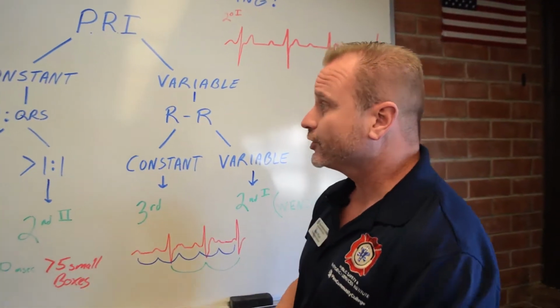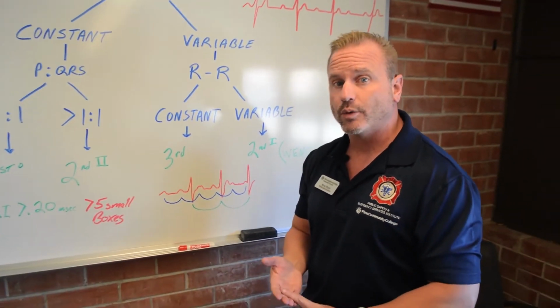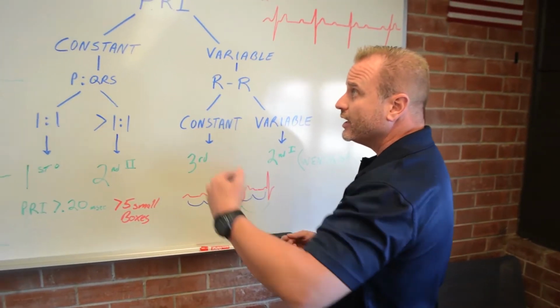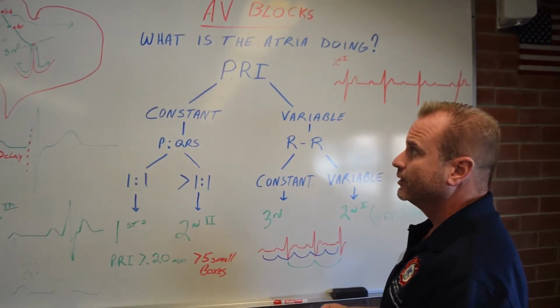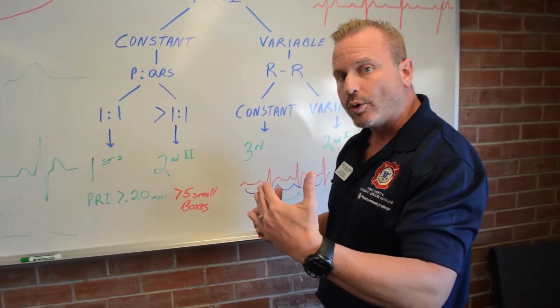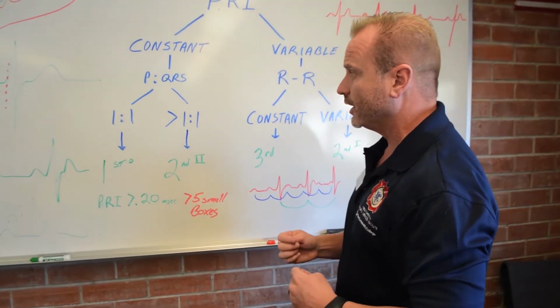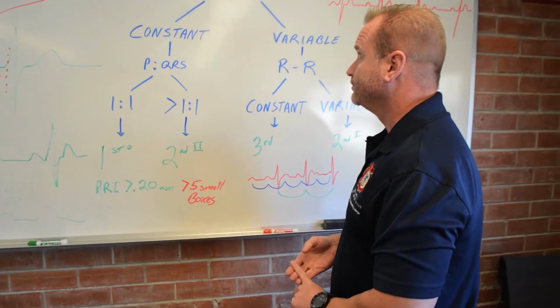All right, so we've covered first degree. We've covered second degree type 1, our winking block. Now we're escalating up. Our blocks are getting worse. So think about blocks getting worse. It's getting lower in the atria. So now we're going to go over second degree type 2.